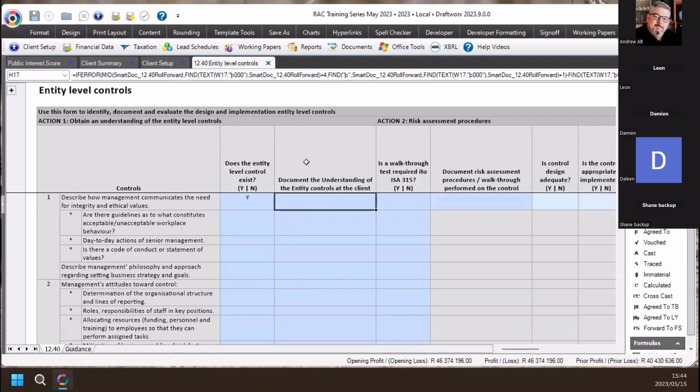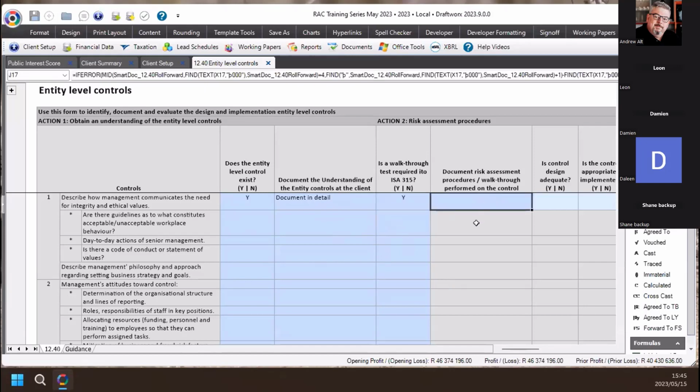Now I document my understanding of those entity controls at the client. So we go and document in detail. Again, please note this is going to roll forward. Is a walkthrough test required in terms of ISA 315? Well, folks, if we want to determine that design and implementation is effective, I've got to do a walkthrough.